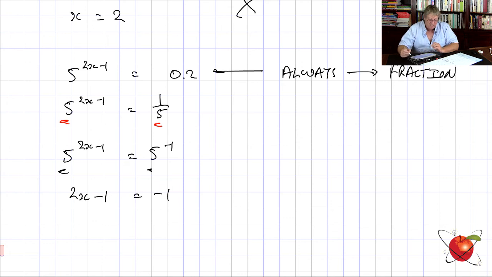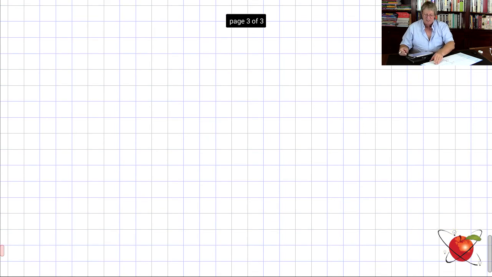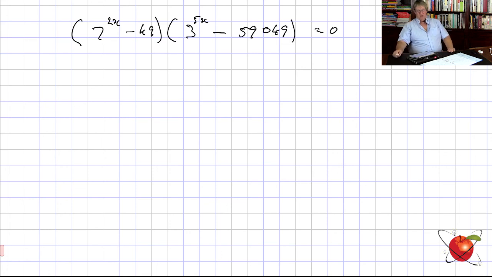Okay? So what have I got? That goes over, and it becomes a plus 1, and I've got x is equal to 0. And I can back sub to check. So therefore, last one. Let's say they give us something horrendous like this: 7 to the power of 2x minus 49 multiplied by 3 to the power of 5x minus 59,049 equals 0. Oh my goodness.